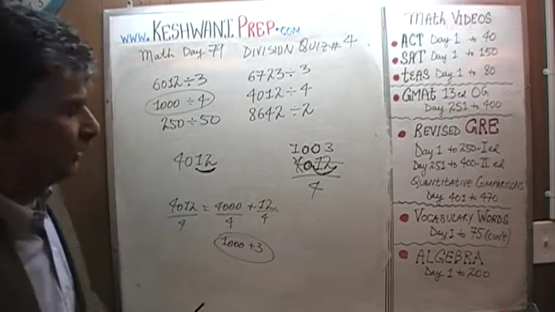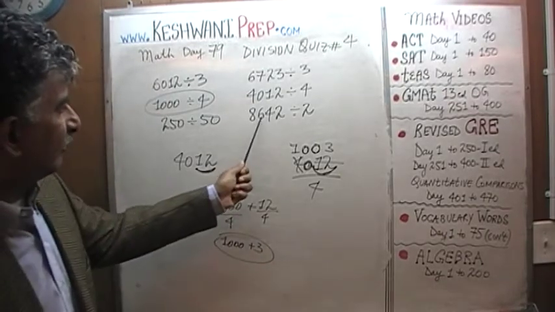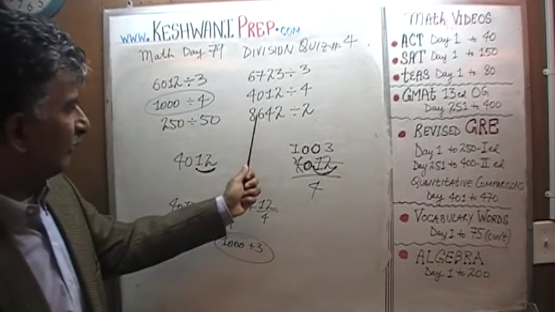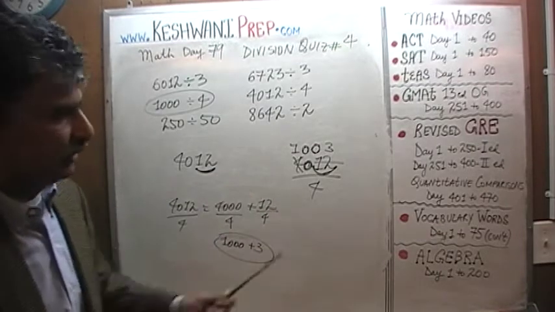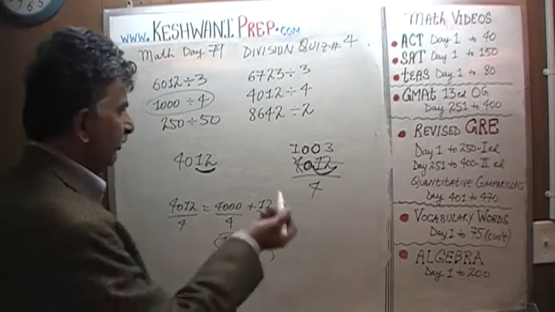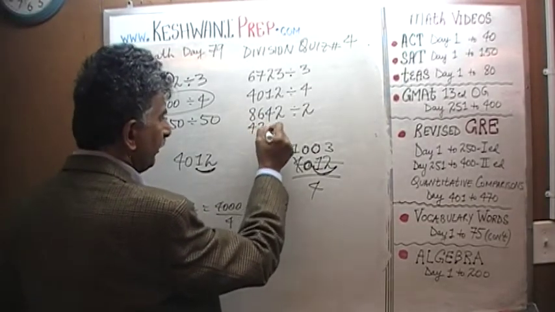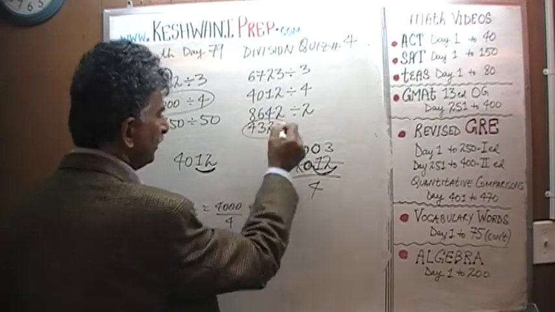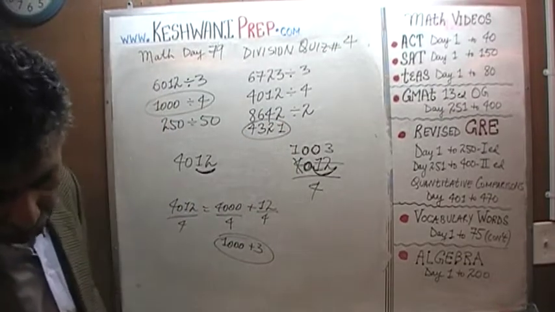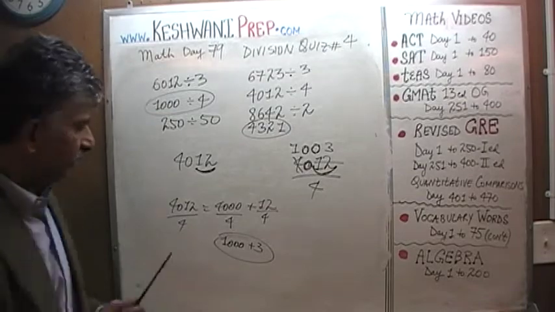Let's do the very last one, which is actually very simple. 8642 divided by 2. Because every single digit is an even number, when you divide it by 2, the answer is very obvious. 8 divided by 2 is 4, 6 divided by 2 is 3, 4 divided by 2 is 2, and the answer is 4321. It was too simple. Let's do a few more, shall we?